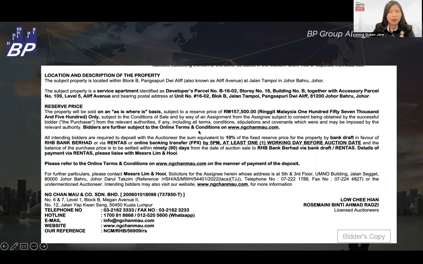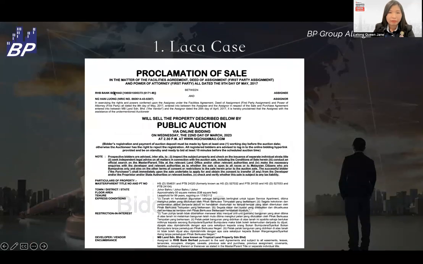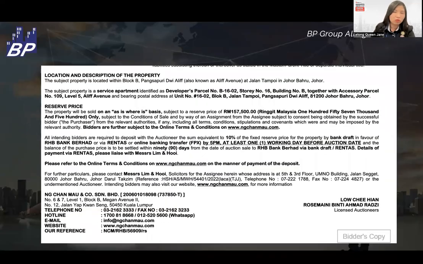For example, how much this owner owes in maintenance fees, like the water bill and electric bill, as well as quit rent and assessment, and all the details. And who the licensed auctioneer is will be written in this proclamation of sales, which is very important.